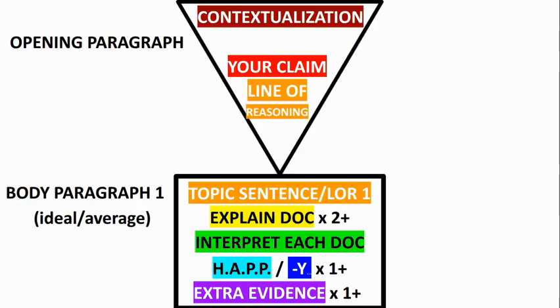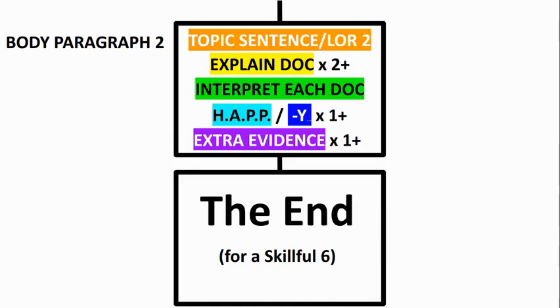So for those of you who are kind of visual about this, here's our structure. The opening paragraph starts broad with contextualization. It narrows down to a thesis, claim, and line of reasoning. Body paragraph, on average, use 2 or more documents, not just describing the content, but interpreting it. Use that HIPP analysis at least once, and then use that evidence beyond the documents at least once. This is body paragraph number 2, same deal. And if we've done that, then you can be done. If you've done that and done well, you can have 6 out of the 7 points available. It doesn't have to be super complicated, and that's a job well done here.